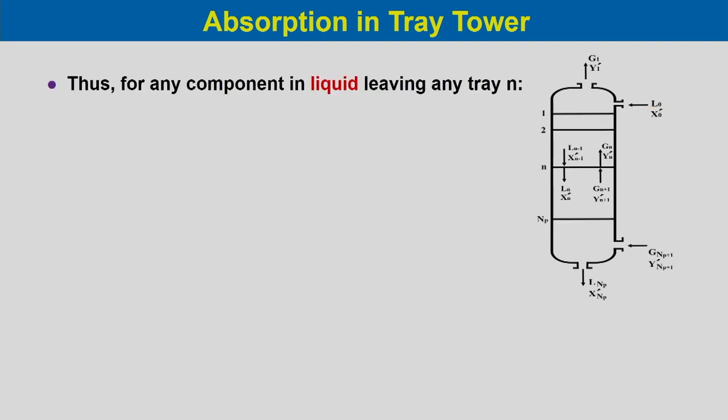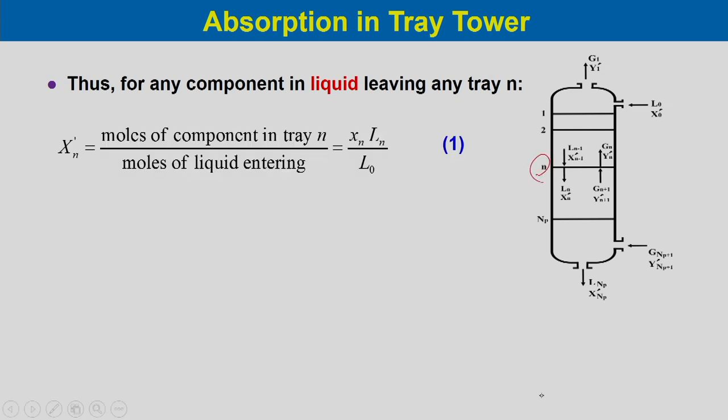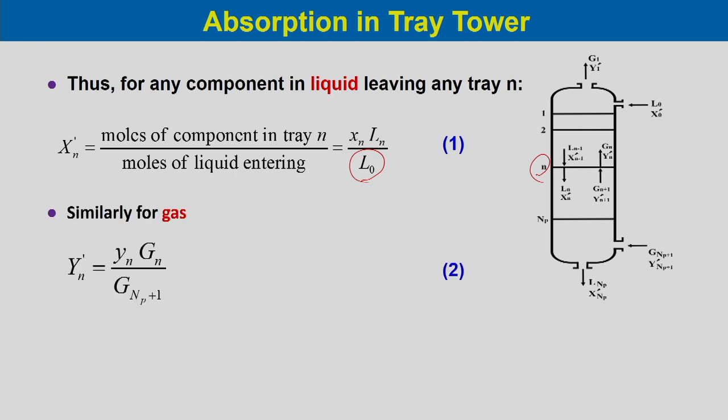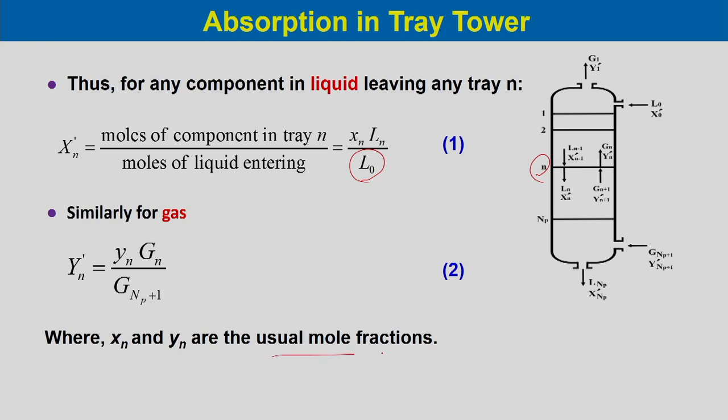Thus, for any component in liquid leaving any tray n, we can define x n dash as the moles of component in tray n divided by the moles of liquid entering. So, moles of a particular component in tray n, if we consider x n with a liquid flow rate L n, divided by L naught, the entering liquid feed flow rate. So, this is x n dash. Similarly, for the gas, capital Y n dash would be equal to small y n G n divided by G N p plus 1. So, this is x n dash and y n dash, defined based on the inlet flow rates which are known for the liquid and the gas. Small x n and small y n are the usual mole fractions.